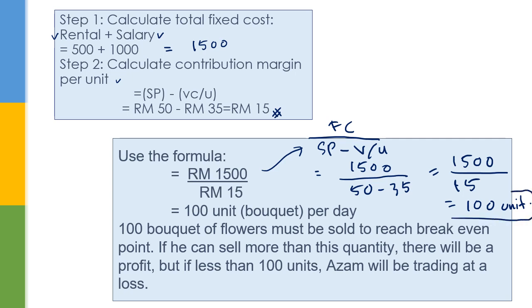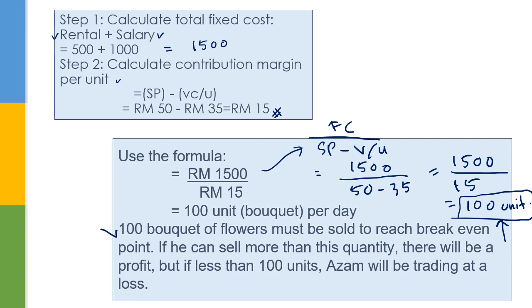So how do we read this answer? Look at the paragraph here. 100 bouquets of flowers must be sold to reach the break-even point. If he can sell more than this quantity, there will be a profit. But if less than 100 units, Azam will be trading at a loss. So using this break-even formula, we have the answer of 100 units.